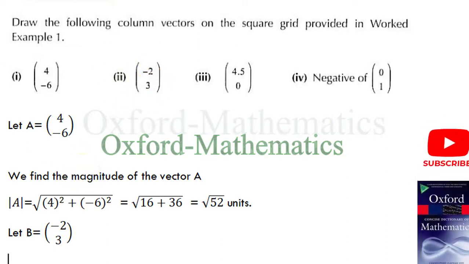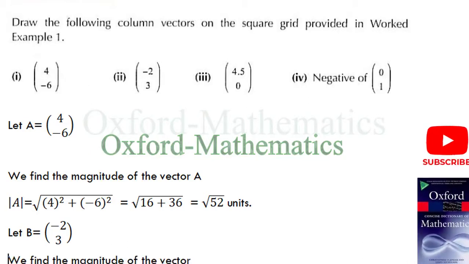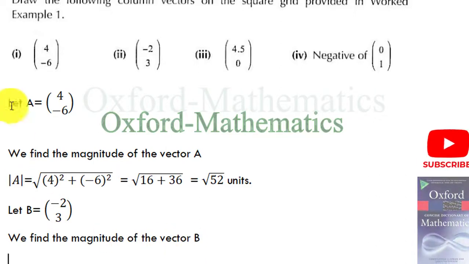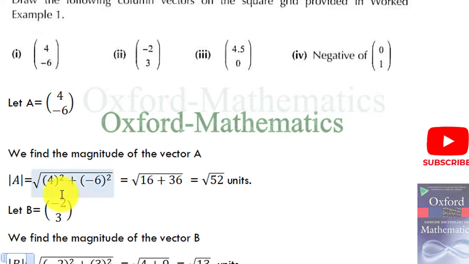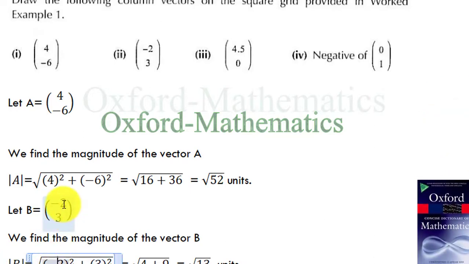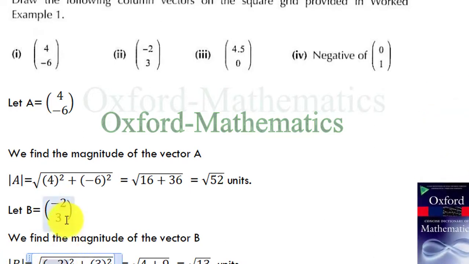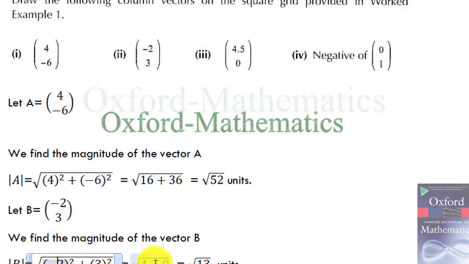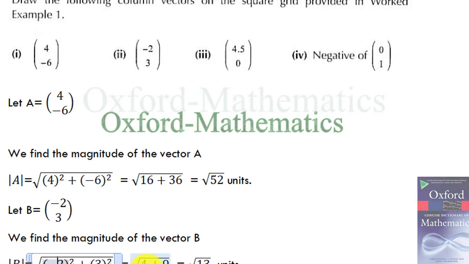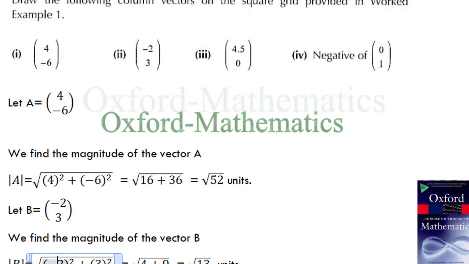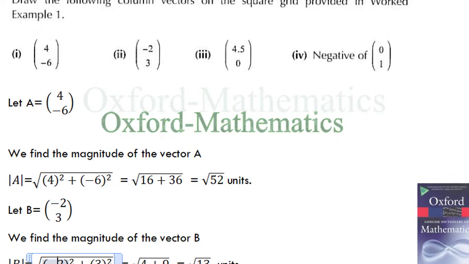Now we start the second part, the vector B, (-2, 3). In the same way as we found the magnitude of vector A, now we find the magnitude of vector B. For this purpose, the magnitude of vector B is equal to the coefficient of x, -2 squared, plus the coefficient of y, 3 squared. Of course, -2 squared is 4 and 3 squared is 9. 4 plus 9 is equal to 13, so 13 units is the required answer.